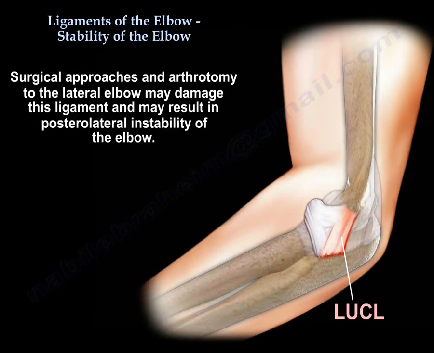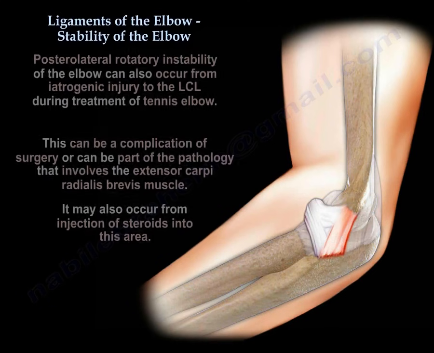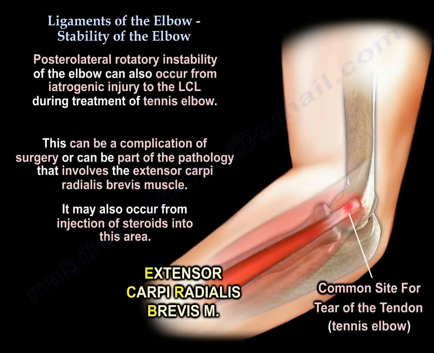Surgical approaches and arthrotomy to the lateral elbow may damage this ligament and may result in posterolateral instability of the elbow. This posterolateral rotatory instability of the elbow can also occur from iatrogenic injury to the lateral collateral ligament during treatment of tennis elbow. It can be a complication of surgery, or it can be part of the pathology that involves the extensor carpi radialis brevis muscle, or it can happen from injecting steroid in this area.